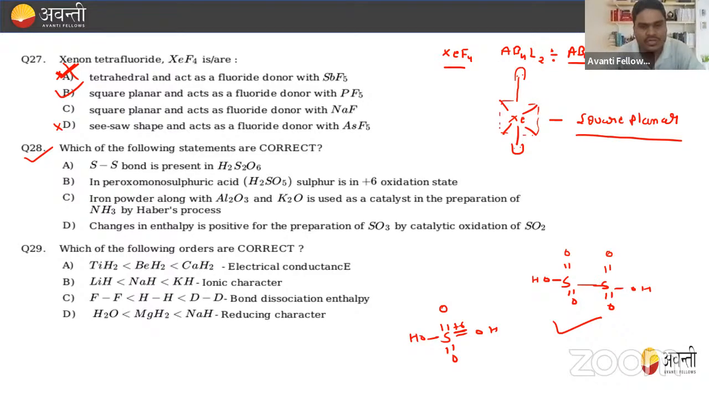Iron powder along with Al2O3 and K2O is used as a catalyst in the preparation of NH3. No, so we are not using aluminum trioxide and K2O in the Haber process.